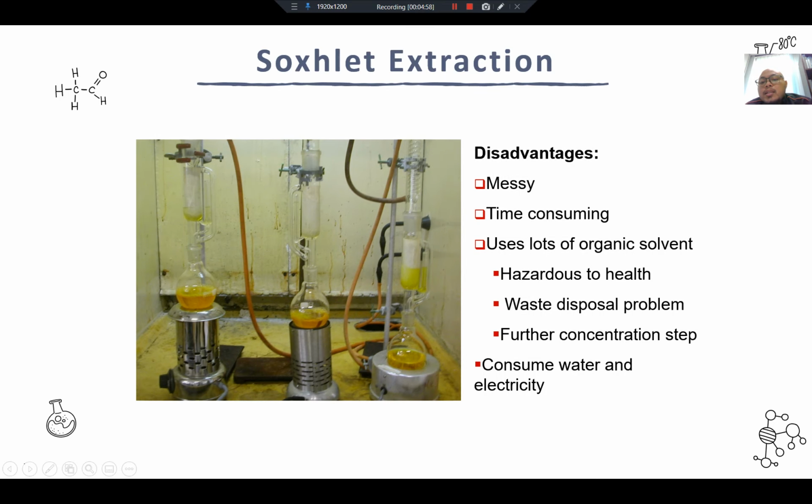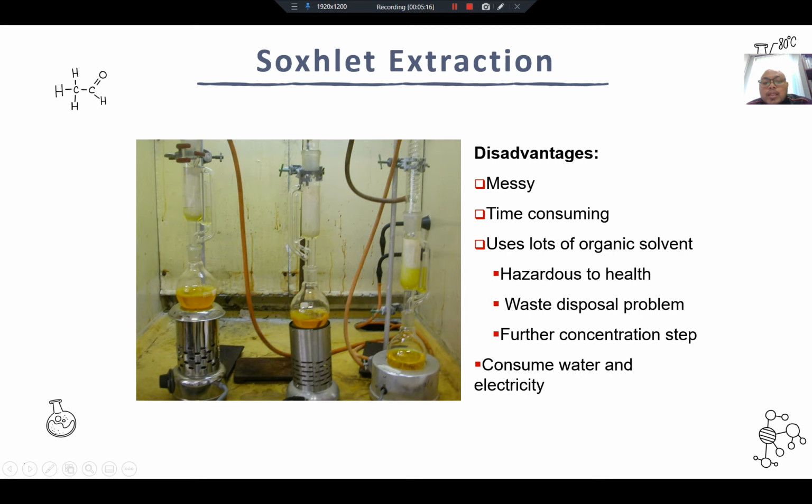So the disadvantages are that it is messy, time consuming, and uses a lot of organic solvent, which can be hazardous to health. So there is a waste disposal problem or a further concentration step, and sometimes you need a further concentration step. So it can consume a lot of water and electricity.